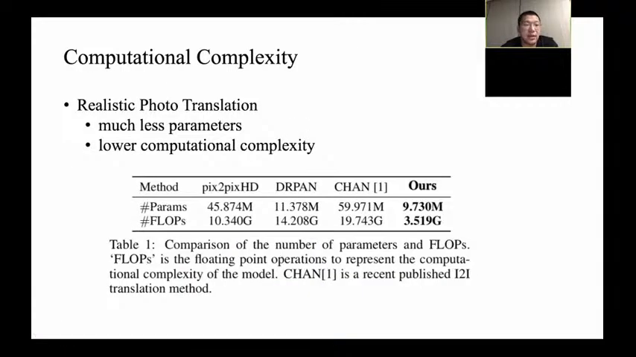Let's see the computational complexity. Let's just use realistic photo translation as an example. Our model is a stepwise model, so we have many fewer parameters. So we have a lower computational complexity compared to the existing methods. Our model is a lightweight model. This table is a comparison of the number of parameters and the FLOPs with the state of the art.